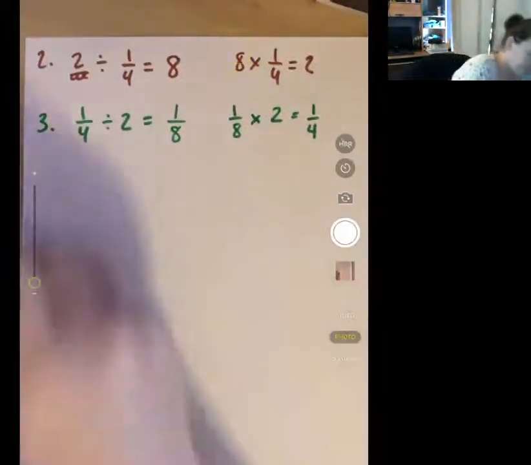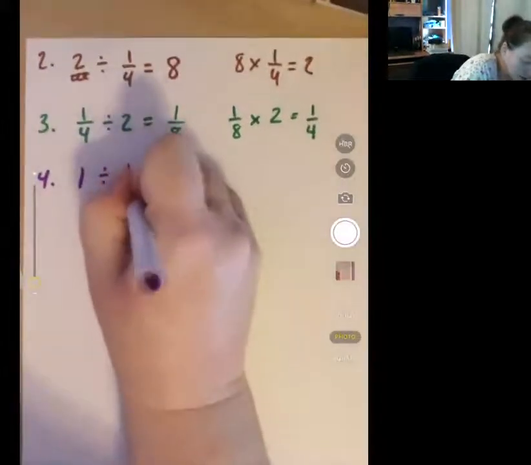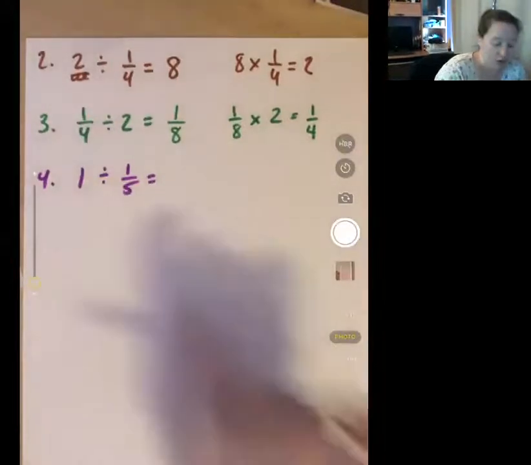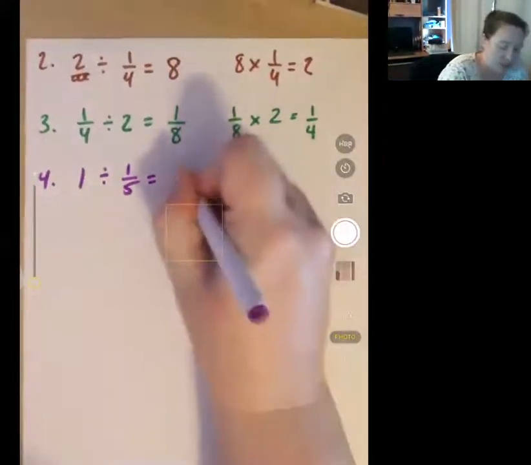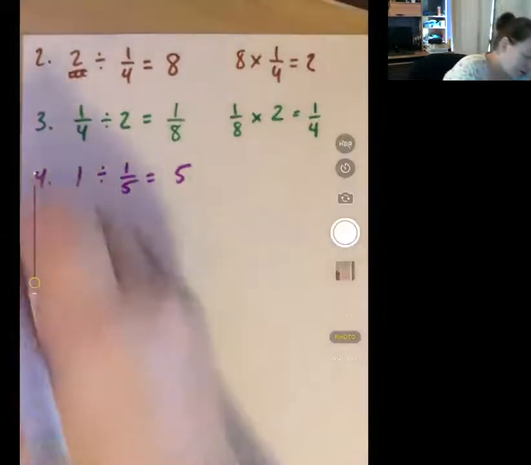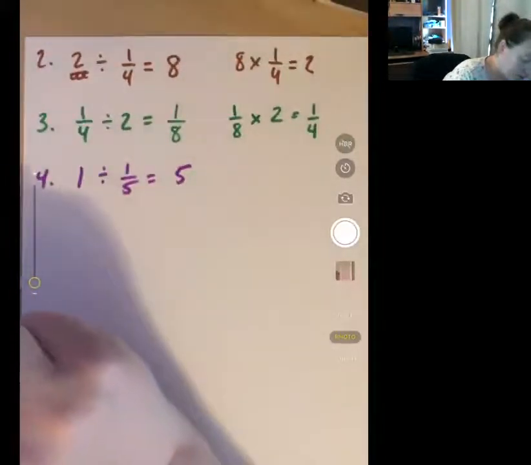Number 4. 1 divided by 1/5 equals, so I have 1 set, and there's 5 in each set, so I end up with 5. Right? Yeah, okay.